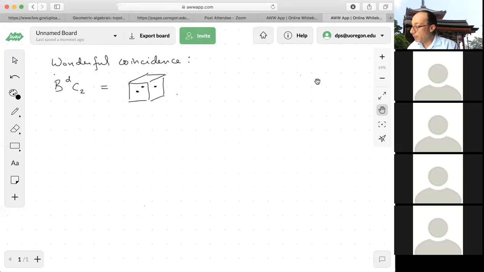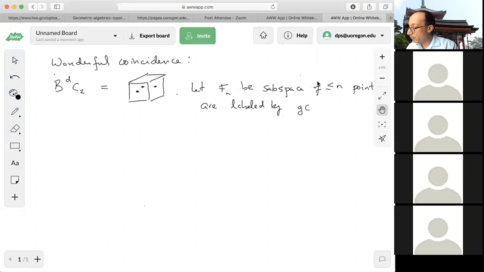And so let the filtration on it be the subspace where at most endpoints are labeled by the non-trivial element in the cyclic group of order 2. And then the wonderful coincidence is that if I look at this filtration on this iterated bar construction, and then I quotient, those subquotients are homeomorphic to the following spaces that we've also been studying.